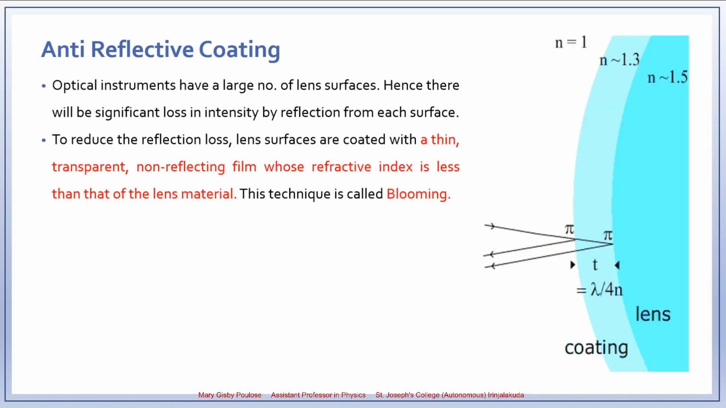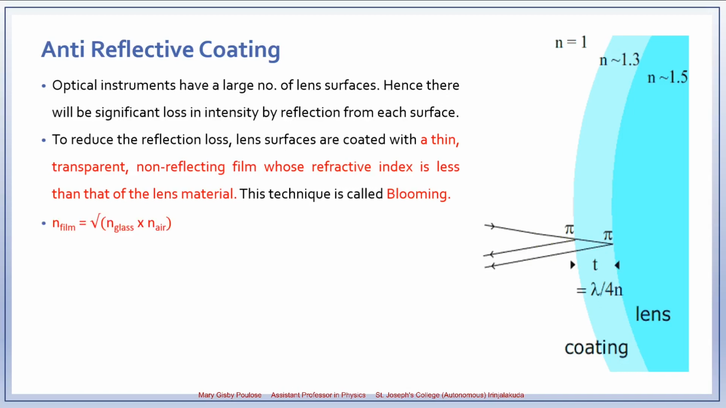So here on the right side, we can see that there are 3 layers of refractive indices. N is equal to 1 is that of air, and N is equal to 1.5 is that of crown glass. So upon this lens of refractive index 1.5, if we have a coating of refractive index 1.3 and sufficient thickness lambda by 4n, we can reduce the reflection loss from the lens surface.